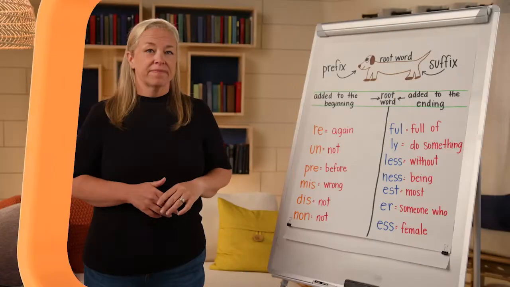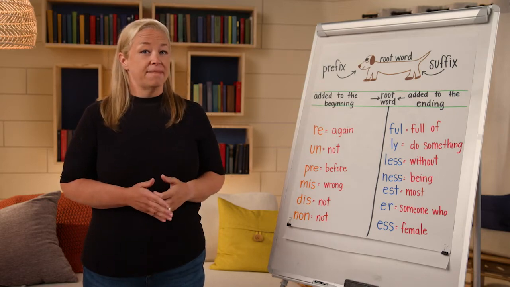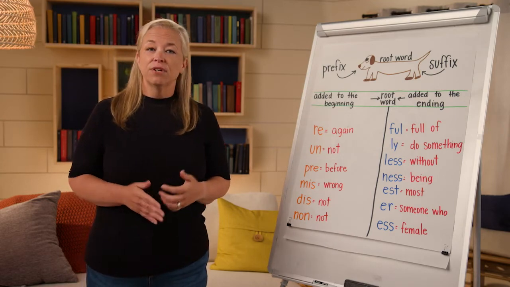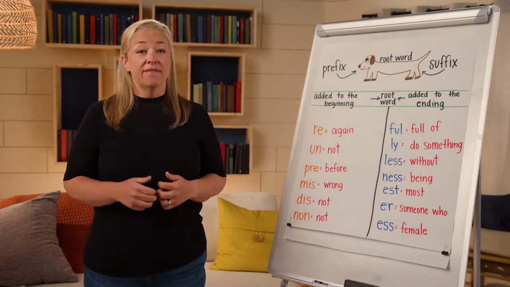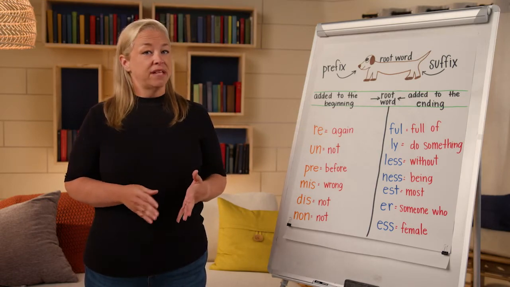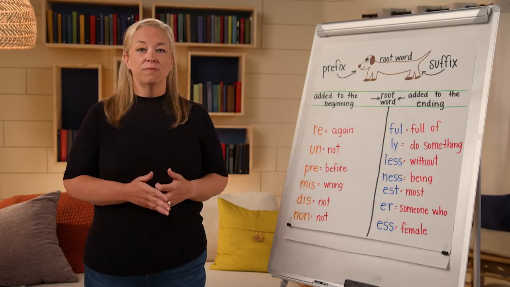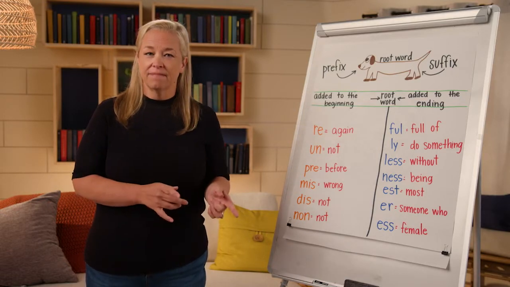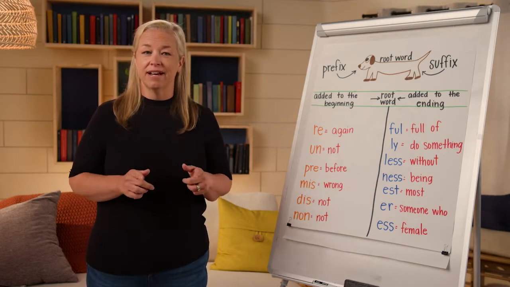Just like a suffix is tagged on the end of the word, and it changes its meaning as well. Some common prefixes are RE, and that means again, like the word rerun, which means to run again. We have UN, which means not, like the word untie, which means not tied. And I bet you guys have a lot of times where your shoes are untied. I know as a kindergarten teacher, I'm tying a lot of untied shoes.